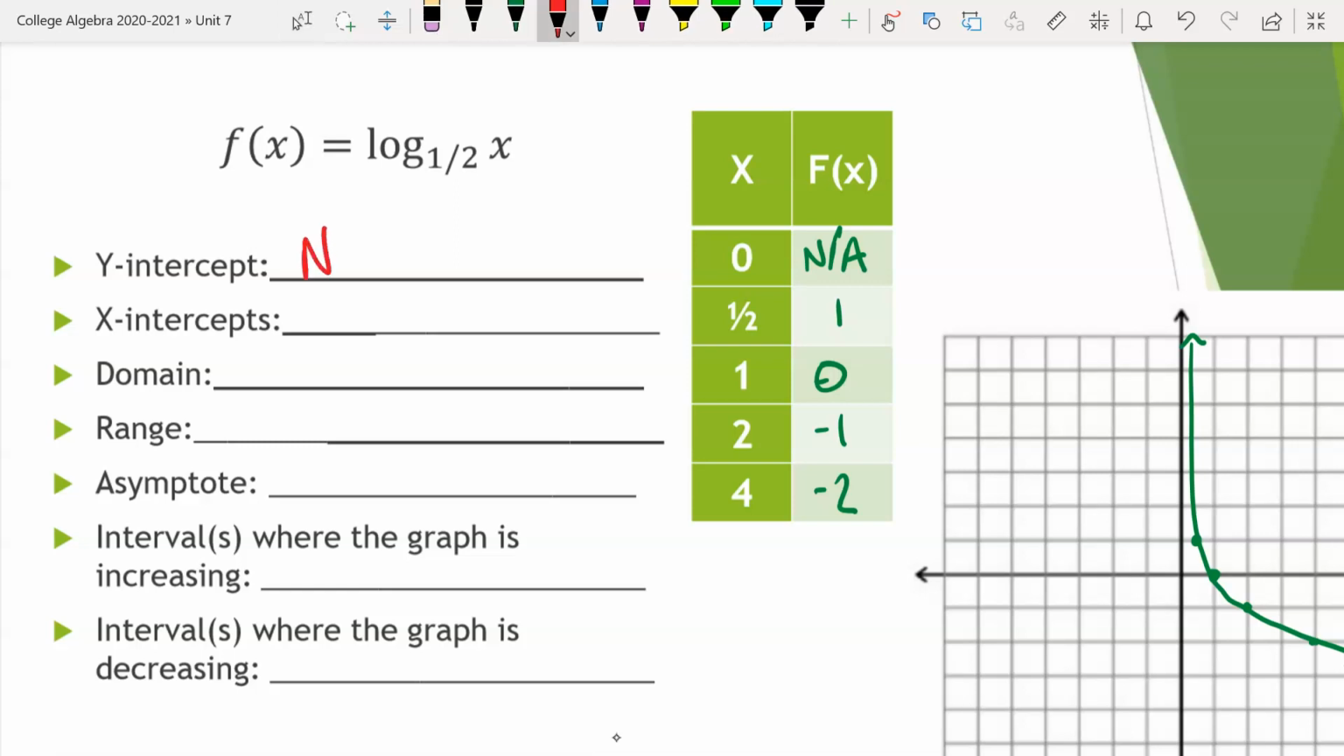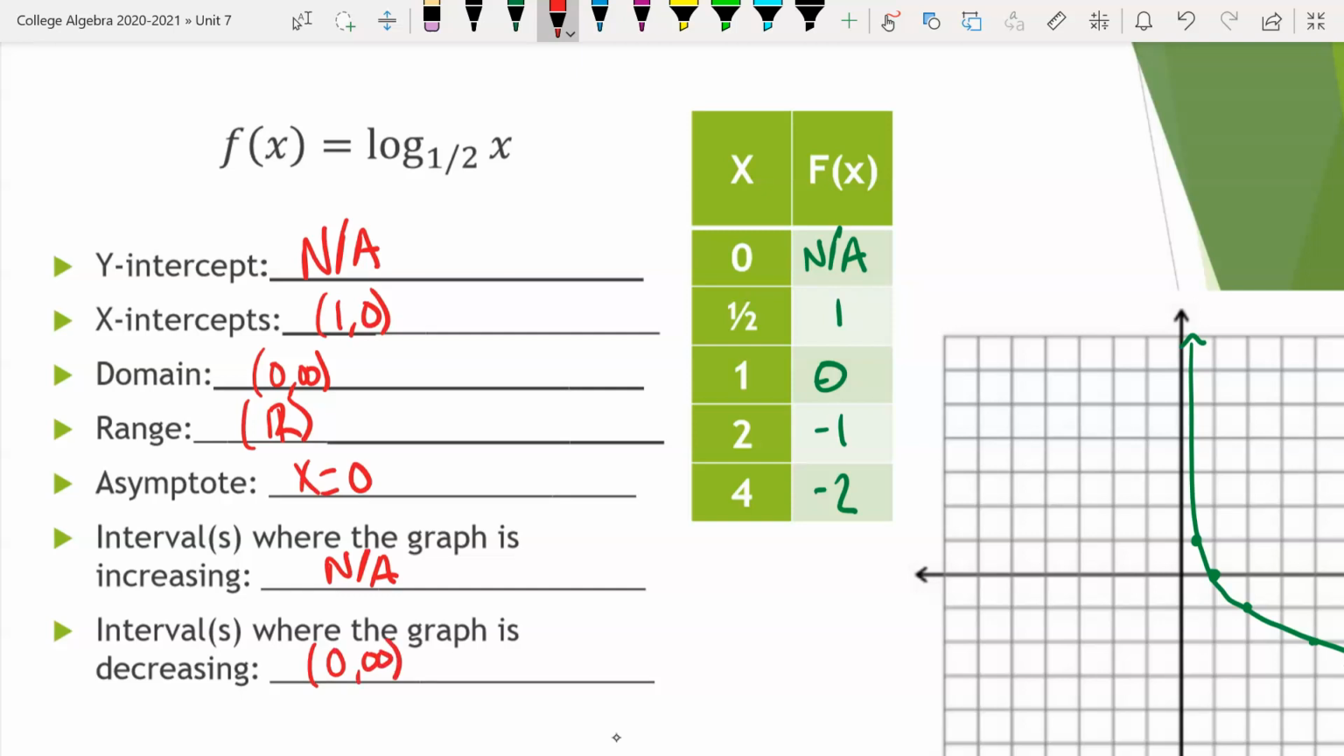So our y-intercept, there is not going to be anything. X-intercept is 1, 0. Your domain is still 0 to infinity. Your range is still all real numbers. This is still x equals 0. It's not going to be increasing. Instead, it's going to be decreasing the whole time.